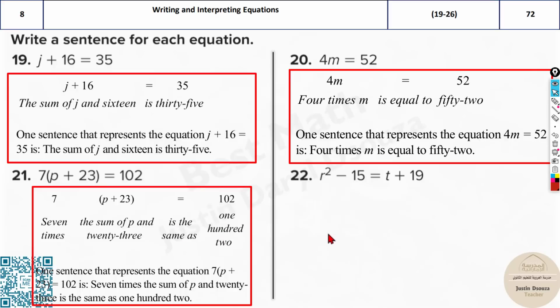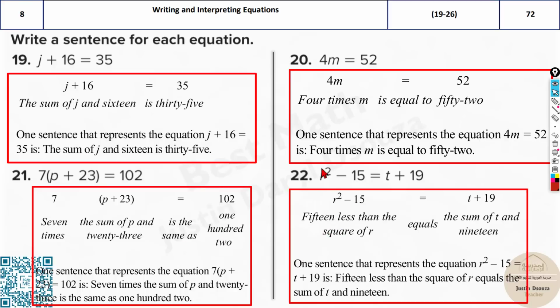Is same as 102. Now this over here, power 2, can be written as squared or it can be written as power 2 itself. 15 less than, see now here because it's minus, this can be written first. It's up to you. Or you can say r squared subtracted from, or r squared minus 15, different ways. Now here 15 is used less than the square of r. So 15 is subtracted from this much. So 15 less than the square of r. Square of r means r power 2 equals the sum of t and 19.